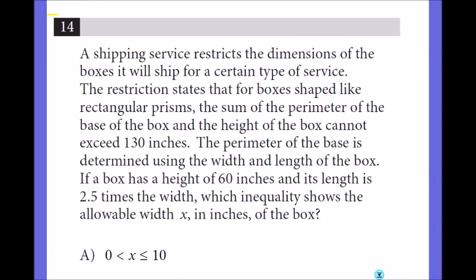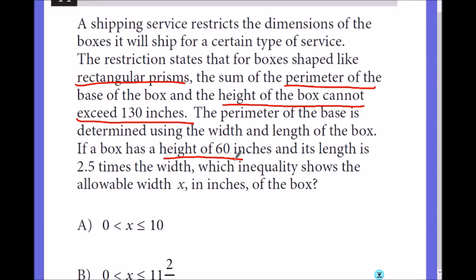A shipping service restricts the dimensions of the boxes it will ship for certain types of service. The restriction states that for boxes shaped like a rectangular prism, the sum of the perimeter of the base of the box and the height of the box cannot exceed 130 inches. The perimeter of the base is determined using the width and length of the box. If the box has a height of 60 and its length is 2.5 times the width, let's say the width is x, so then this is 2.5x.